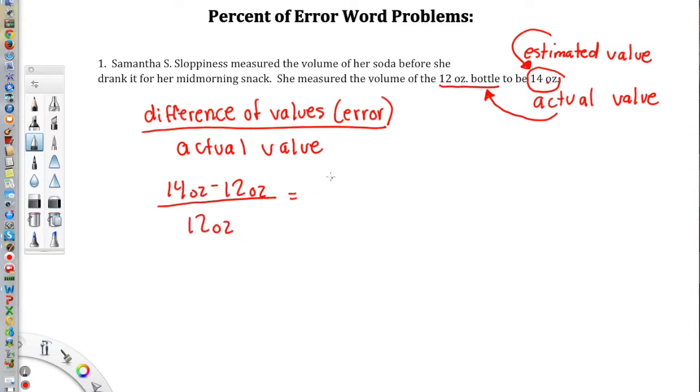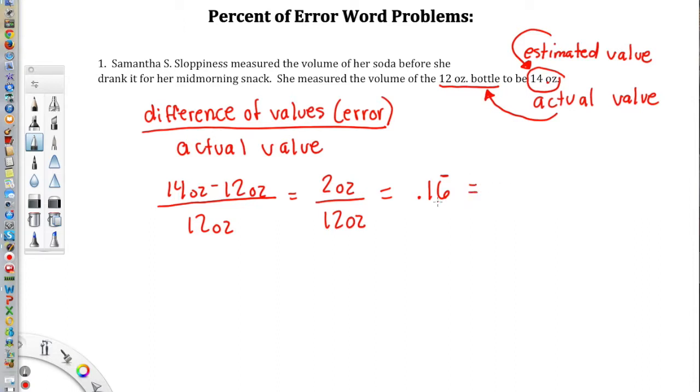The error is she was 2 ounces off. And we divide that by the actual value, which was 12 ounces. It was a 12-ounce bottle. And when we do our division, 2 divided by 12 will give us a repeating decimal, actually, of 0.16. And that 6 is just going to keep on repeating.